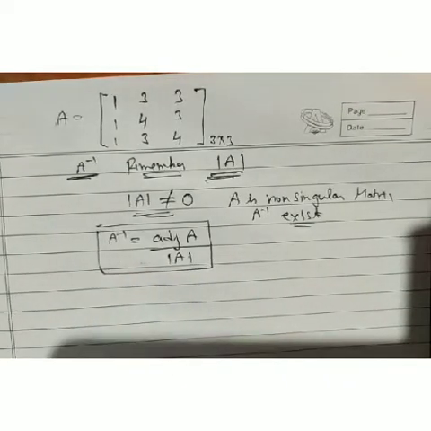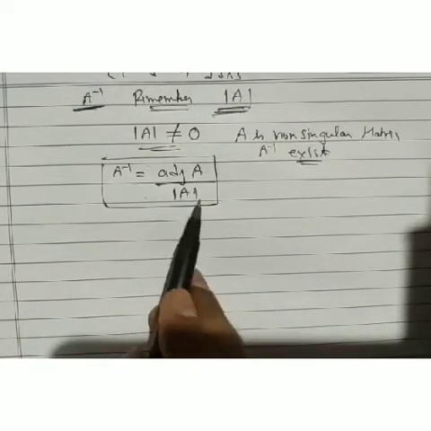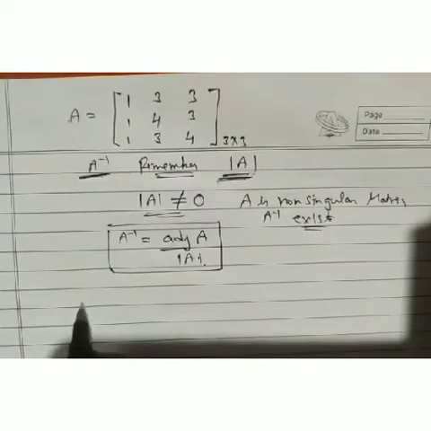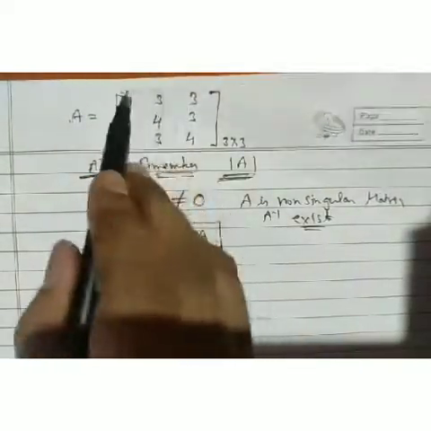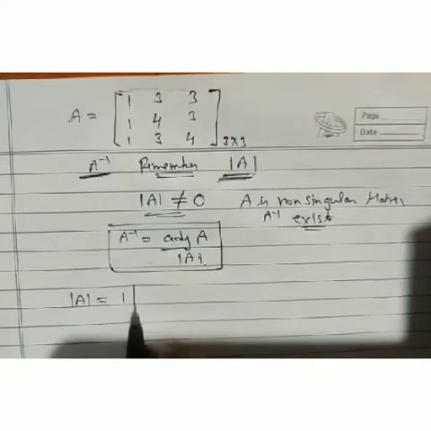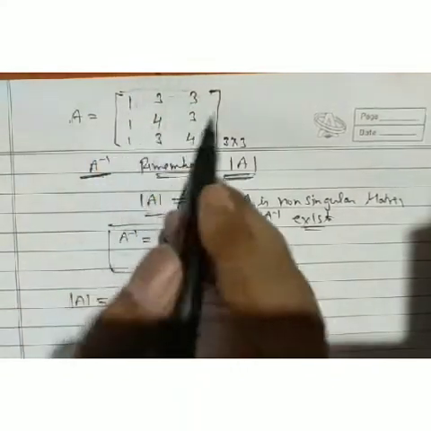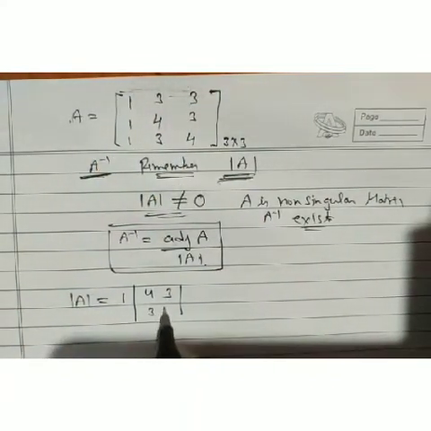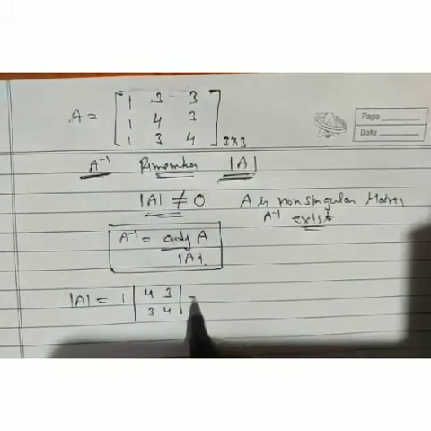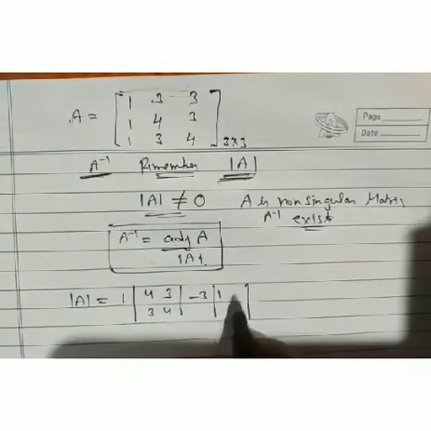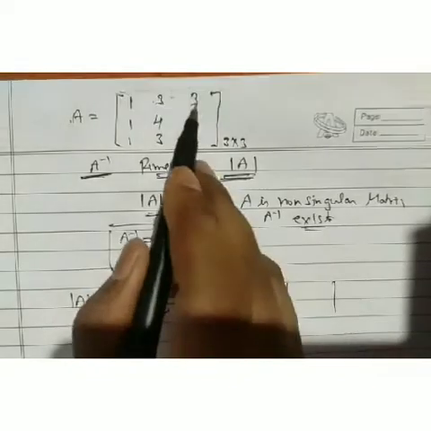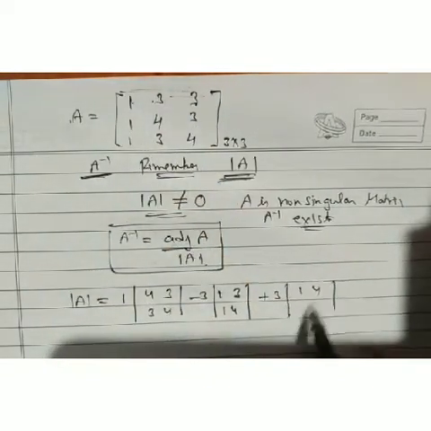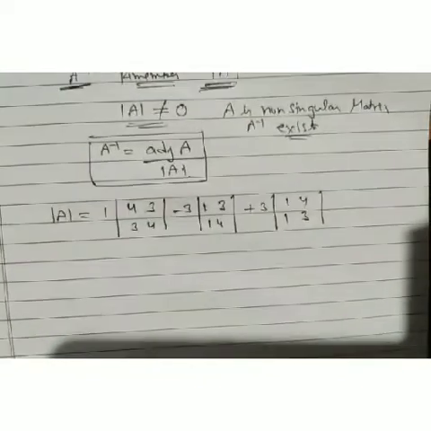So first of all we are going to find the determinant value. The determinant is given by expanding along R1. We have 1 times the determinant 4, 3, 3, 4, then minus 3 times the determinant 1, 3, 1, 4, plus 3 times the determinant 1, 4, 1, 3.